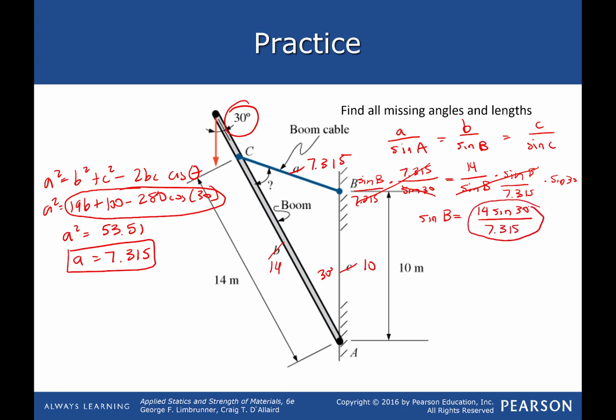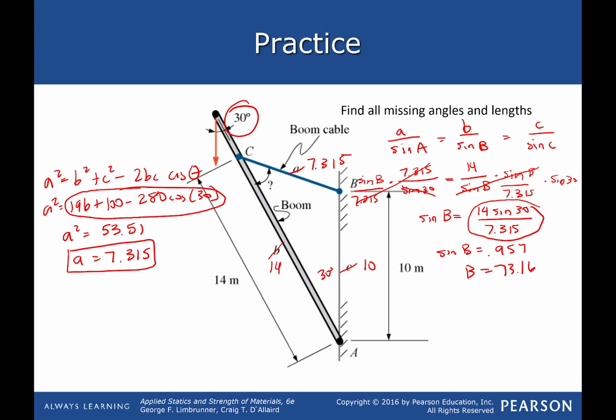Let's plug this in our calculator and see what it turns into. So I get that sine of B is equal to 0.957. And then sine to the negative first of B to get the angle. We're going to shift sine, or second sine, whatever you're using on your calculator. So shift sine of 0.957. That gives me that B is equal to 73.16.